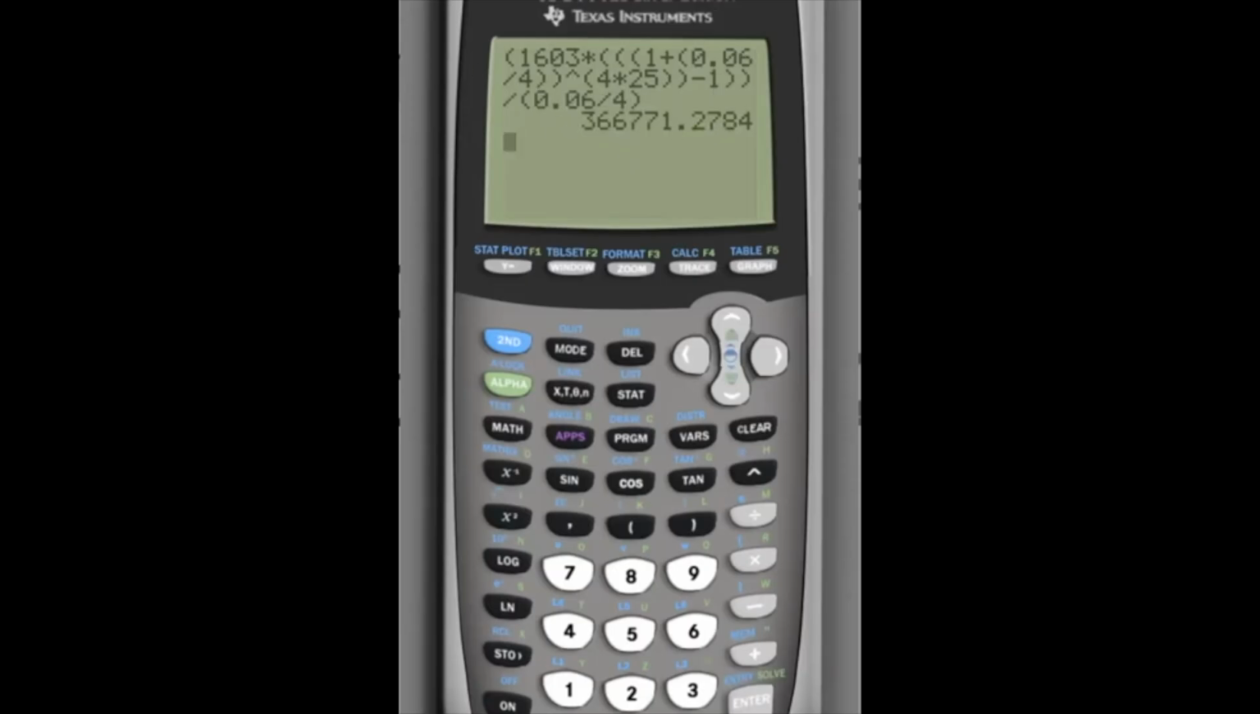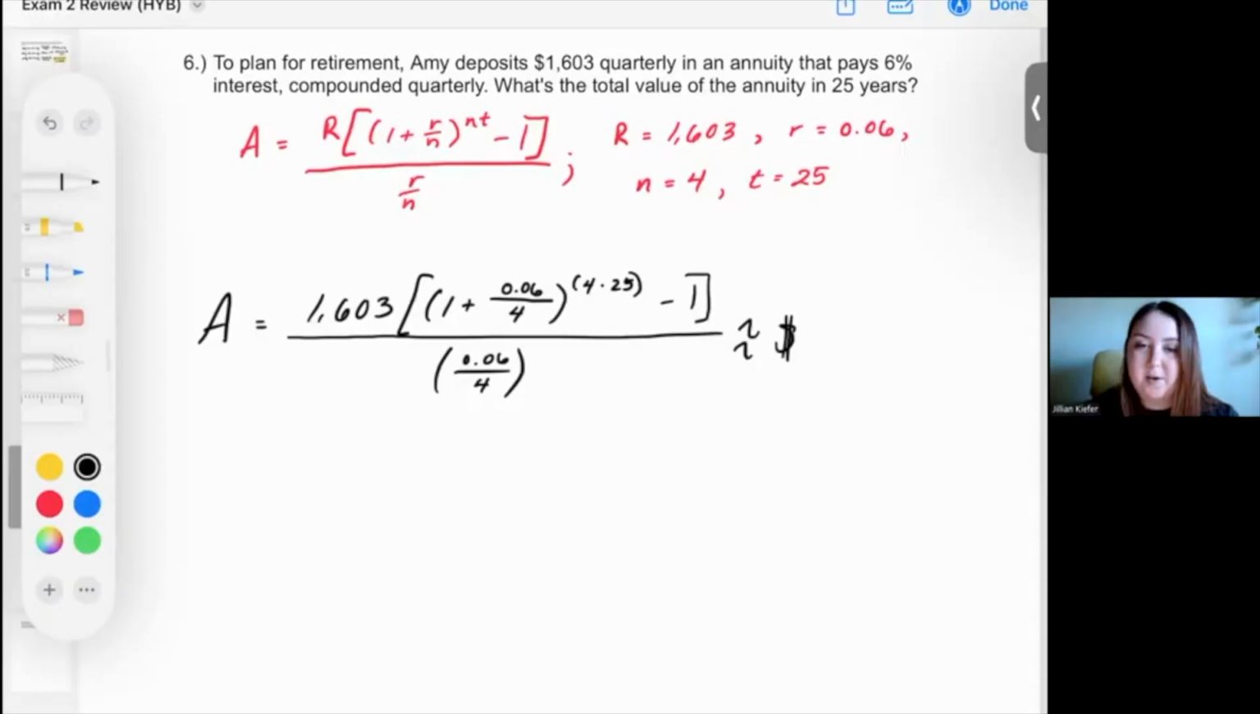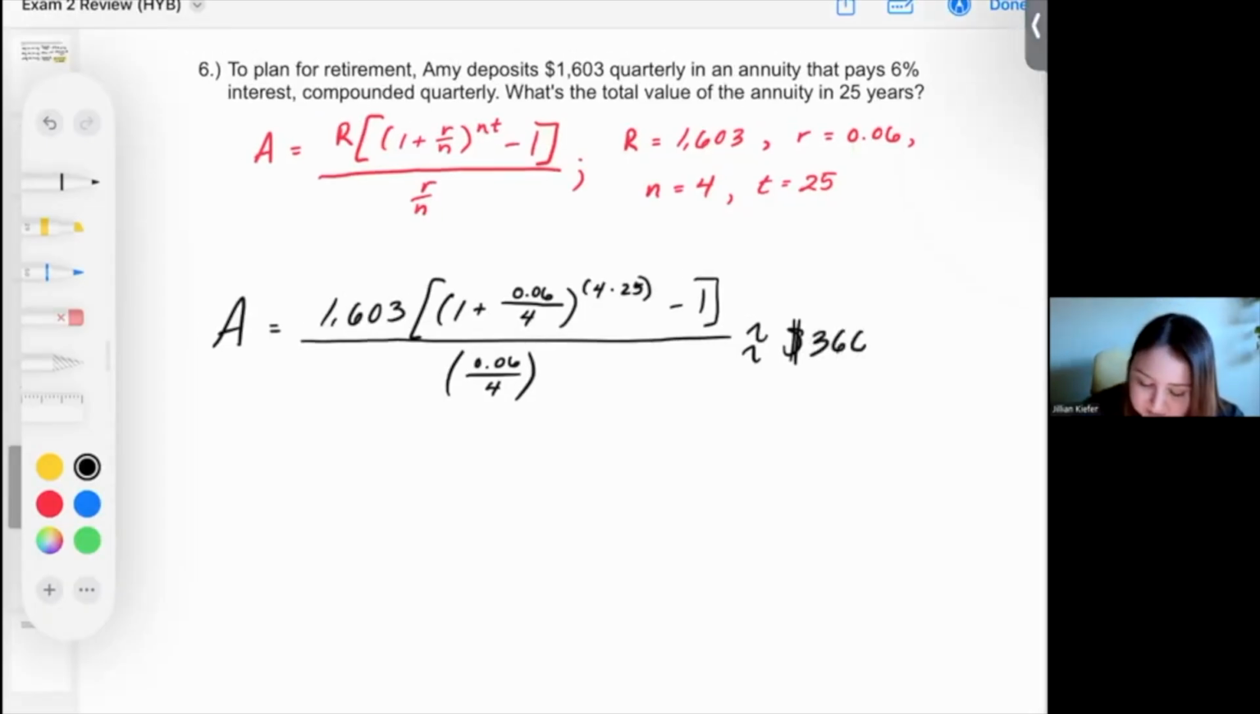So let's go ahead and write down our answer. Our answer here is $366,771.28. And there's our answer for the total value of our annuity in 25 years.